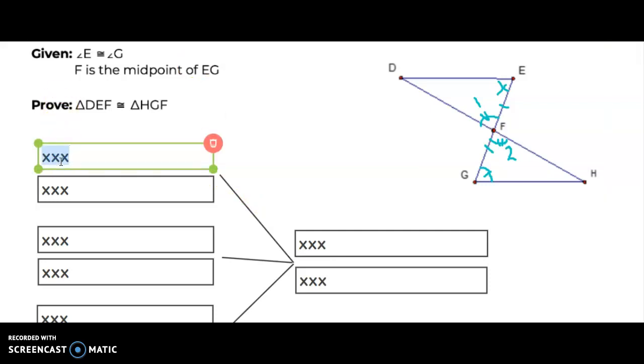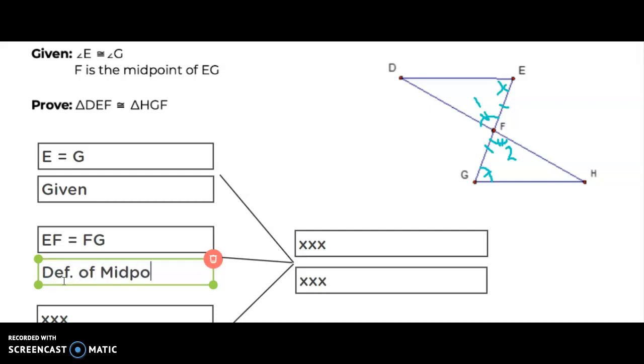I'm not going to put everything in here. So E and G are the same. How do we know that? Well, that's the one thing that is for sure given. The next thing that I know, EF is equal to FG, and you could have had FE and GF, flipped around. It doesn't matter. Just those 2 segments named in some way, and that's by definition of midpoint.